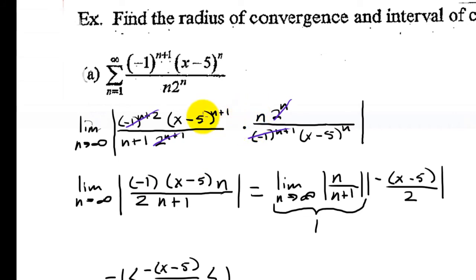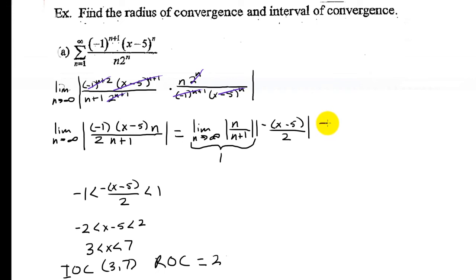What else do we have? We have (x minus 5) to the n plus 1 divided by (x minus 5) to the n. We subtract the exponents again, and we get x minus 5 here. And then we have n over n plus 1 left. Well, we can rearrange this a little bit. The limit as n approaches infinity of n over n plus 1 is just going to be 1 by ending behavior, and then we have negative (x minus 5) over 2. So really, we do have the limit as n approaches infinity of negative (x minus 5) over 2.